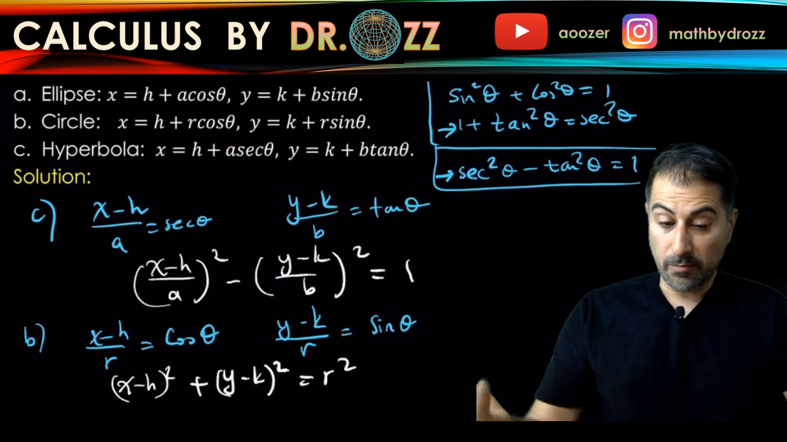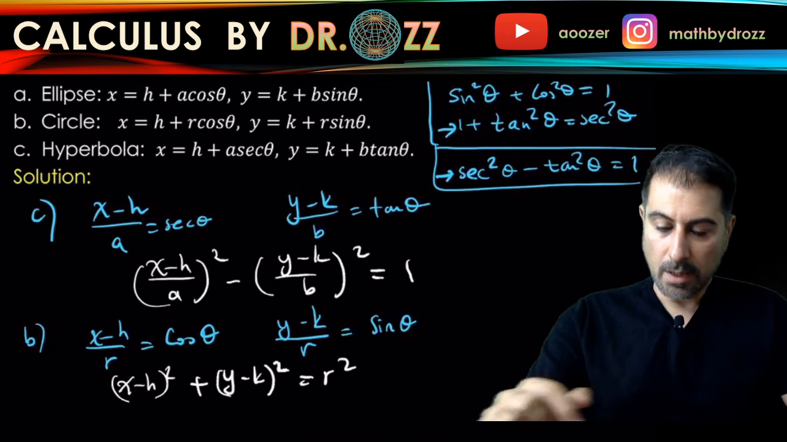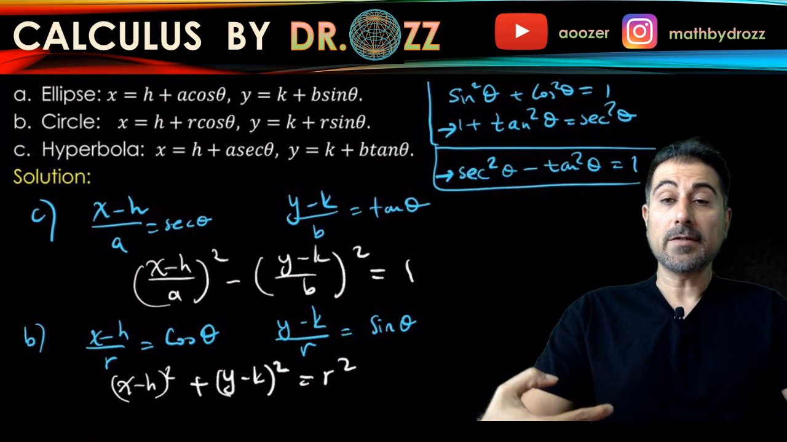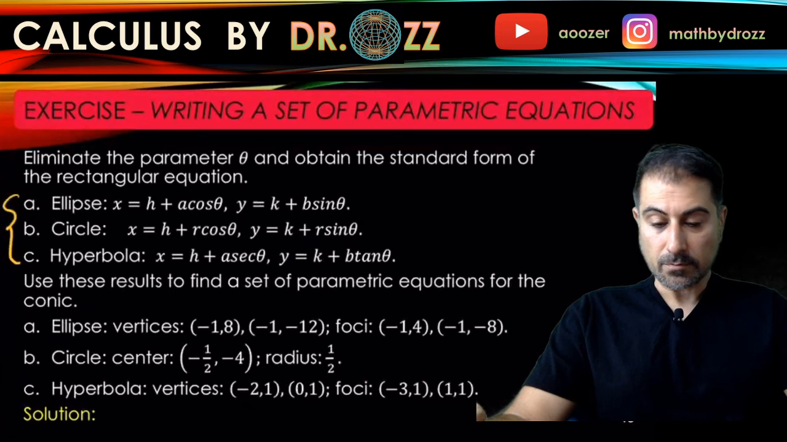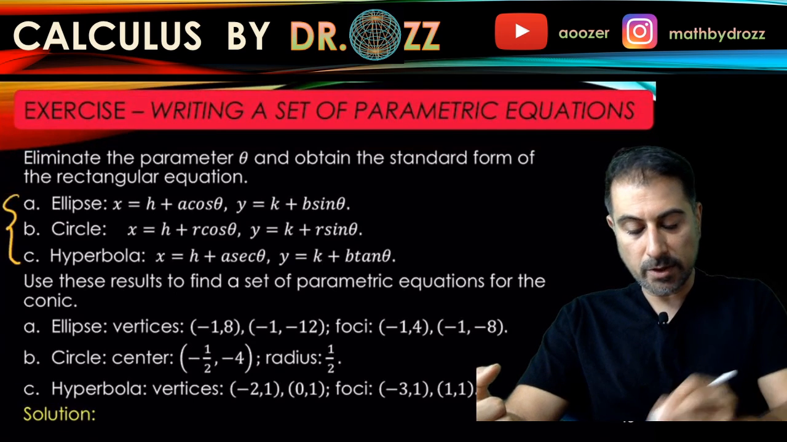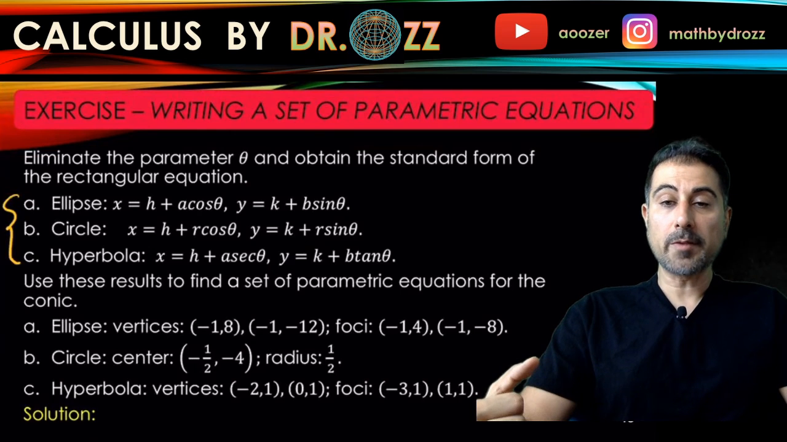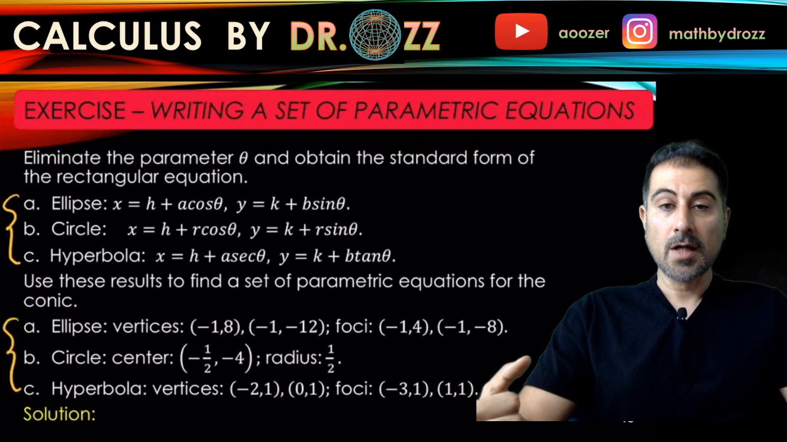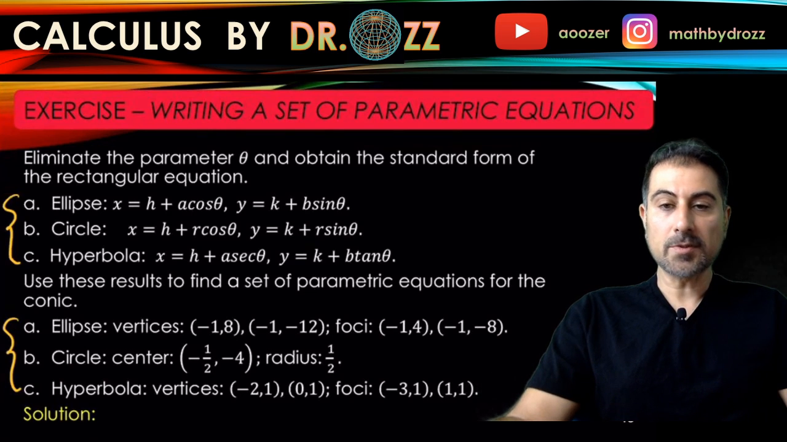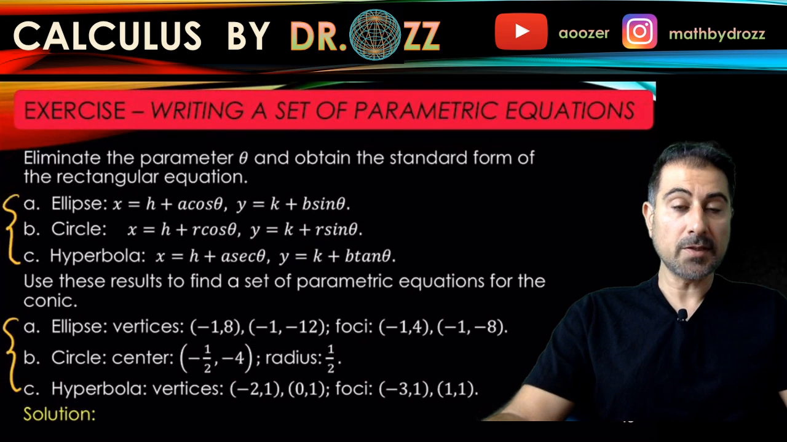We got all of them in one shot, which is pretty good. Now we can go back and think about the second part of this question. By using these parametrizations, can you write down the parametric equations for an ellipse, circle, and hyperbola with given properties?